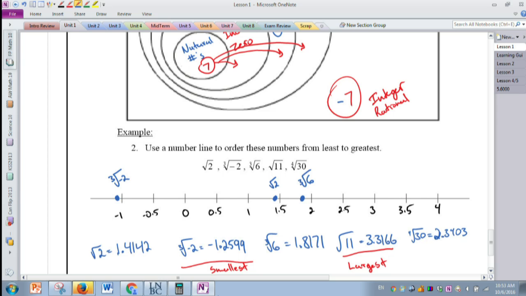Next, I have 3.3166 for the square root of 11. There's 3.5. 3.3 is going to be just before that. Square root of 11. And then the fourth root of 30 is 2.3. It's going to be in here. And there we go. We've gotten all of our numbers on our number line.